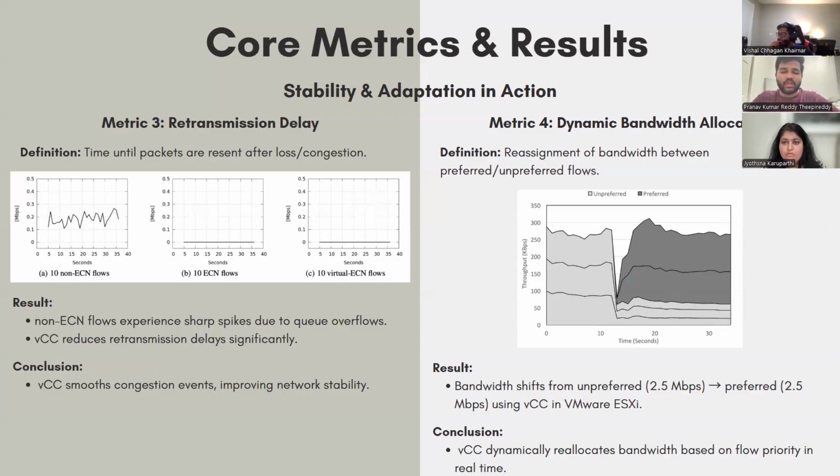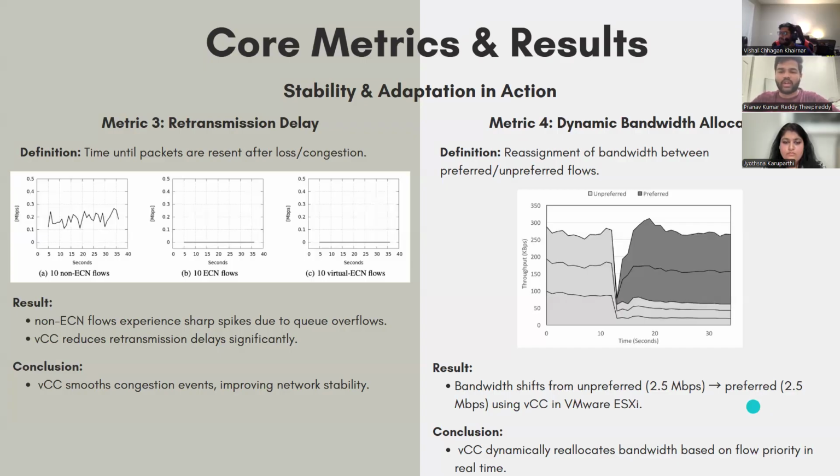This shows us that VCC isn't just fair, it's flexible and adaptive to changing workloads and priorities. Here you can see that the bandwidth shifts from unpreferred 2.5 Mbps to preferred 2.5 Mbps using the VCC in VMware ESXi. So concluding this metric, VCC dynamically reallocates bandwidth based on flow priority in real time, which is a very good result from this paper.